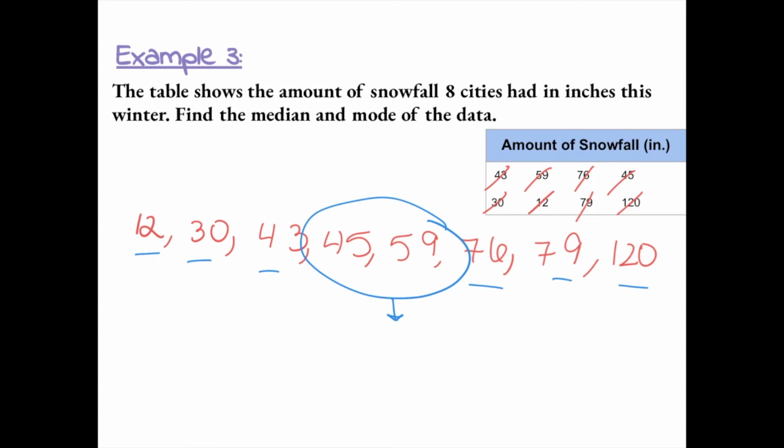So as we saw in the previous video, to find the mean, we find the sum of the numbers in the set and then divide it by how many numbers there are. So for this problem, we're only finding the sum of 45 and 59. And then we're going to divide that by 2 because there's only 2 numbers that we're finding the average of. So 52 is the mean of the two numbers that are in the middle of the data. So 52 is our median.